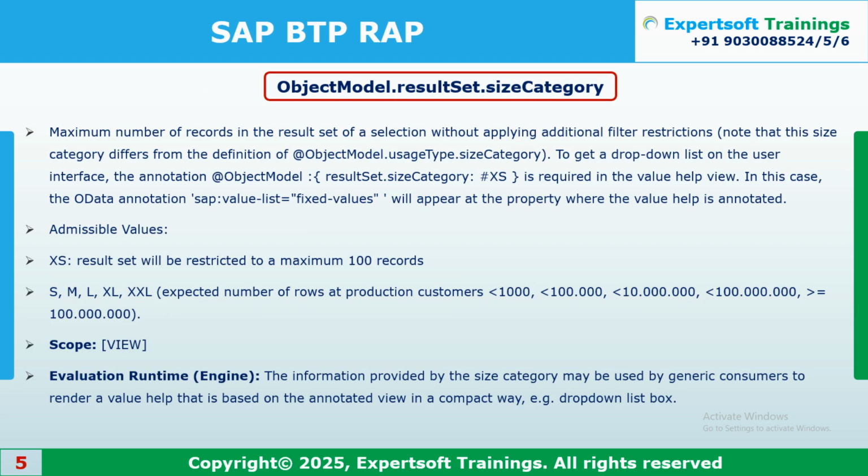The ObjectModel resultSet sizeCategory is the one that indicates the expected number of records in the CDS view. It is just used for performance. You can mention small, medium, large, XL, or double XL. Based on that expected record count, the runtime can design and process accordingly. It is just like a data class, or the size category you have seen in SE11. It is not exactly the same, but it is an expected value, so it can allocate the space.